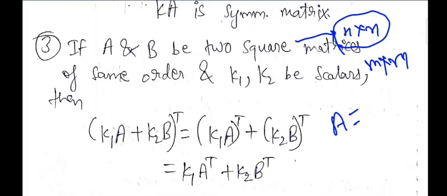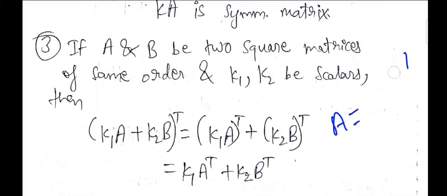So A and B are two square matrices, they have the same order, which means if this is 2 cross 2, then this will also be 2 cross 2. If A is 3 cross 3, then B will also be 3 cross 3. If A is 4 cross 4, then B will also be 4 cross 4 only. Such matrices are called same order matrices, not symmetric. So if these two square matrices are of the same order, and K1 and K2 are two scalars, then what will happen?